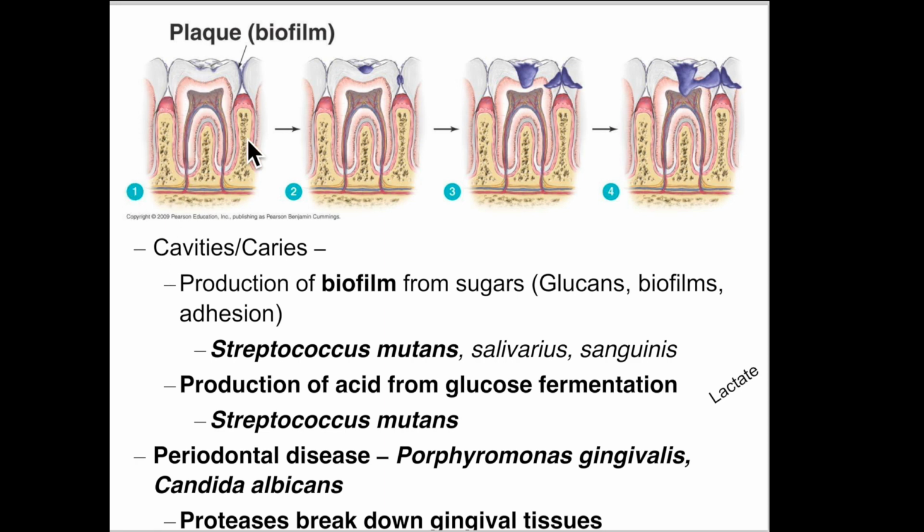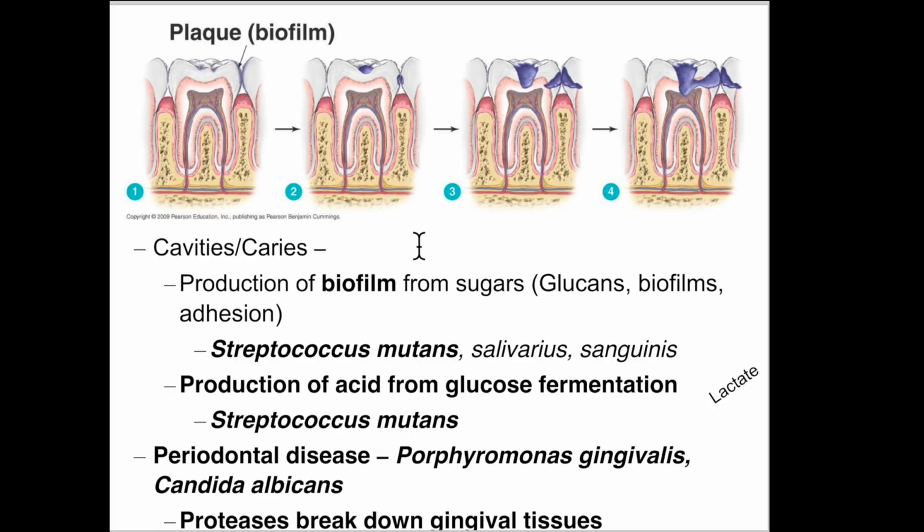If we look at this series of images up here, what we're seeing is a cross-section of a tooth and gingival tissue. We've got some plaque, which is biofilm. The plaque starts and then progresses to the point where it can interact with the bloodstream. So we're talking about production of biofilm from sugars, okay?